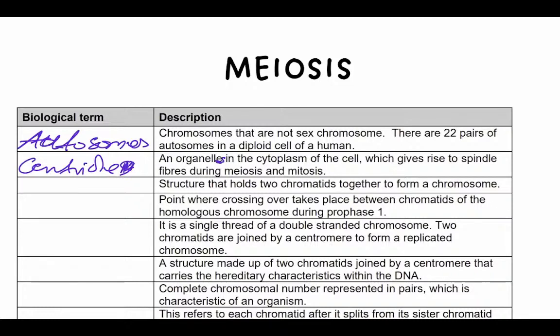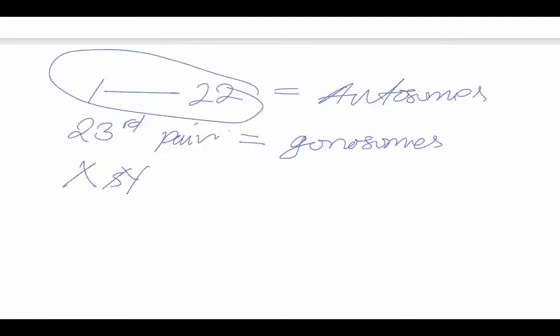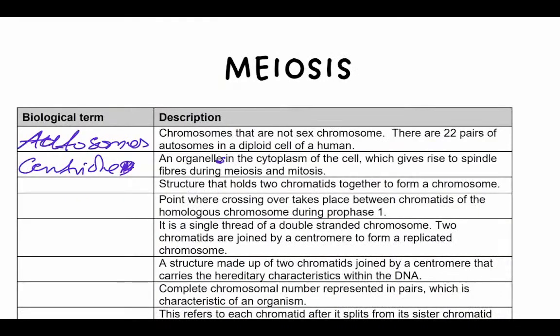Next: the structure that holds the chromatids together to form a chromosome. How do you call that structure? If this is the chromosome, how do you call this structure? Go slow, you would know that meiosis is nothing. You have to get a distinction, and not just a distinction. You will get a good distinction, 95% and above.